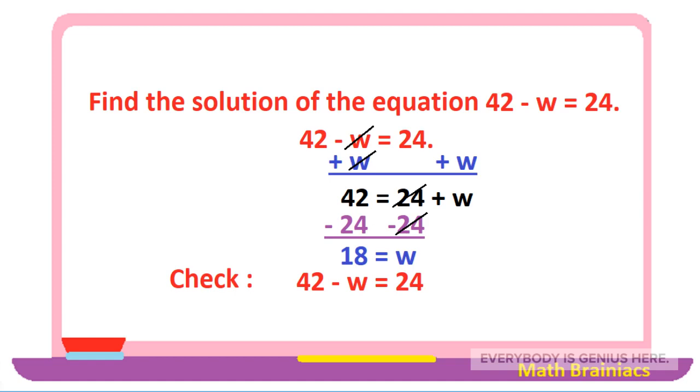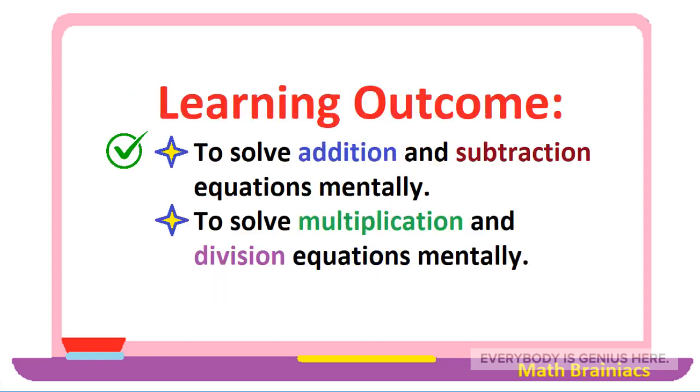Let us rewrite the given equation again so that we can check it. 42 minus w is equal to 24. Then, we are going to substitute the value of w in the given equation. And it will give us 42 minus 18 is equal to 24. And we can come up with both sides of the equation that is equal to 24. Therefore, our solution is correct.